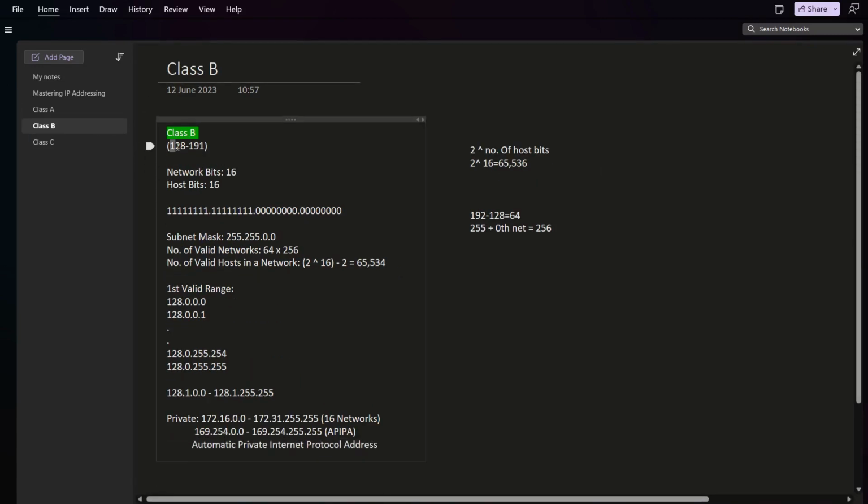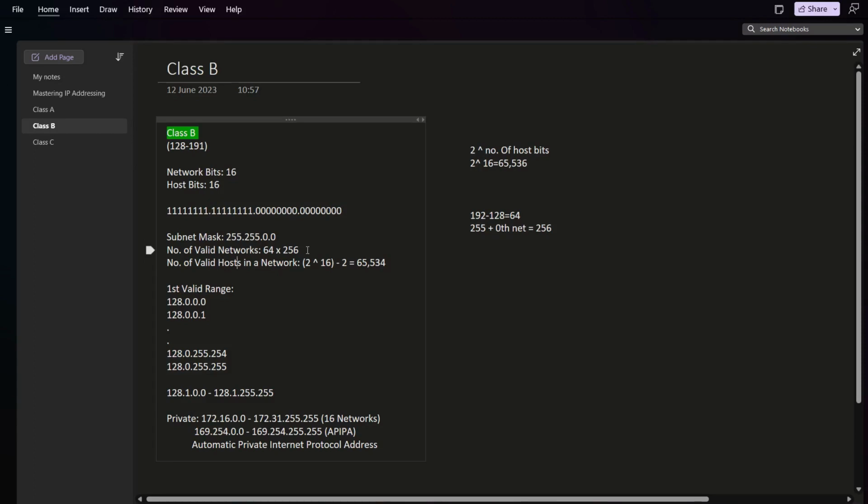In class B, the range is 128 to 191. The number of network bits here is 16 and the number of host bits is 16. We will write it in binary format: 8 ones, dot, 8 ones, dot, 8 zeros, dot, 8 zeros. Now the subnet mask of this will be 255.255.0.0, because all the network bits are turned on and the host bits are 0. So this part is for network and this part is for host.